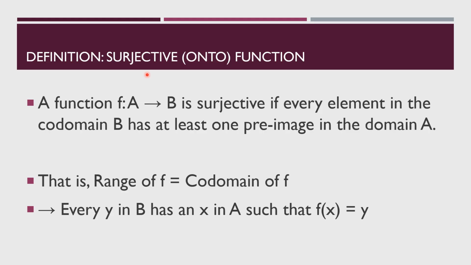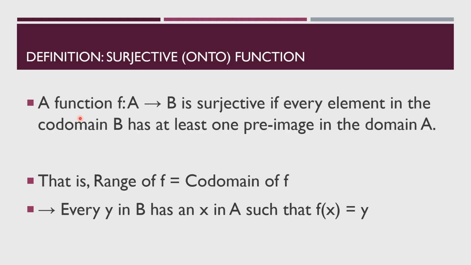surjective function, which is also known as onto function. A function f: A mapped to B is surjective if every element in the codomain B has at least one pre-image in the domain A. What it means is that the codomain is a set that contains the possible images, and the range is a set that contains all the images.